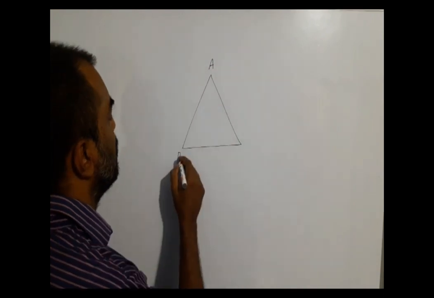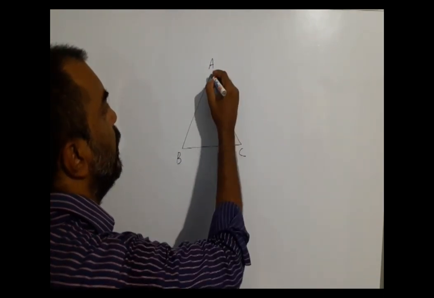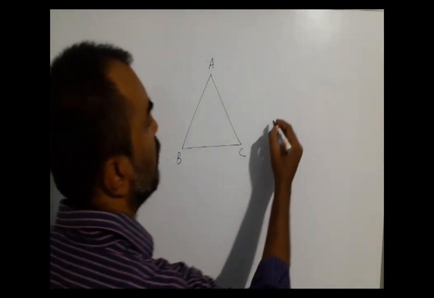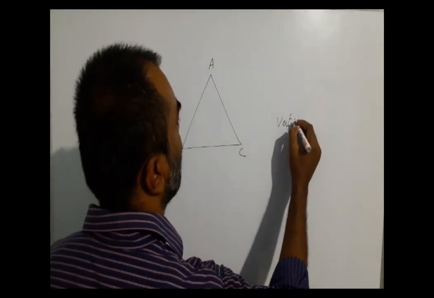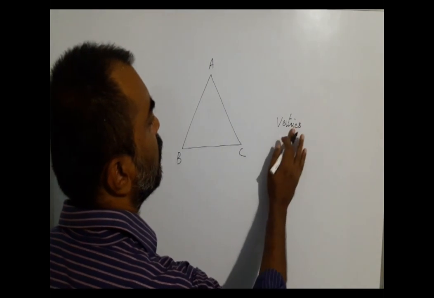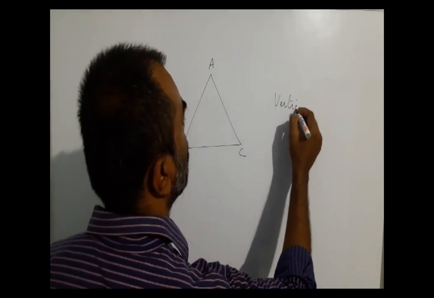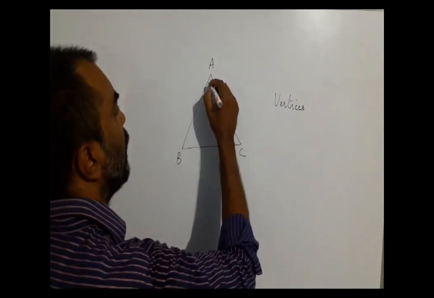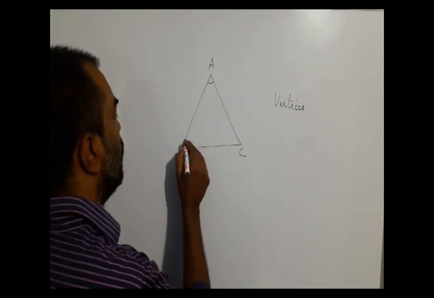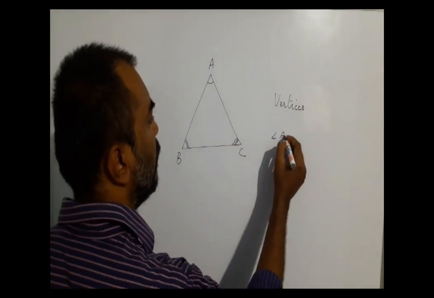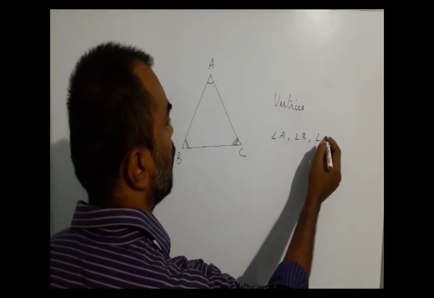Let me call this triangle ABC. So A, B and C, these three points are called the vertices of the triangle. You get angle A, angle B and angle C.